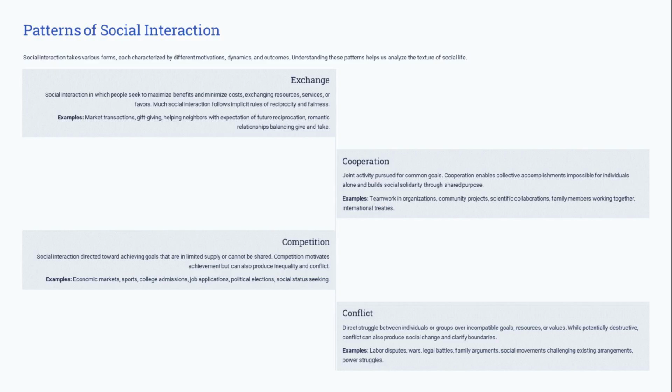Social interaction takes various forms, including exchange, cooperation, competition, and conflict. Each form is characterized by different motivations and outcomes, influencing the texture of social life. Understanding these patterns helps us navigate social relationships, revealing the dynamics of how we connect and interact with others.